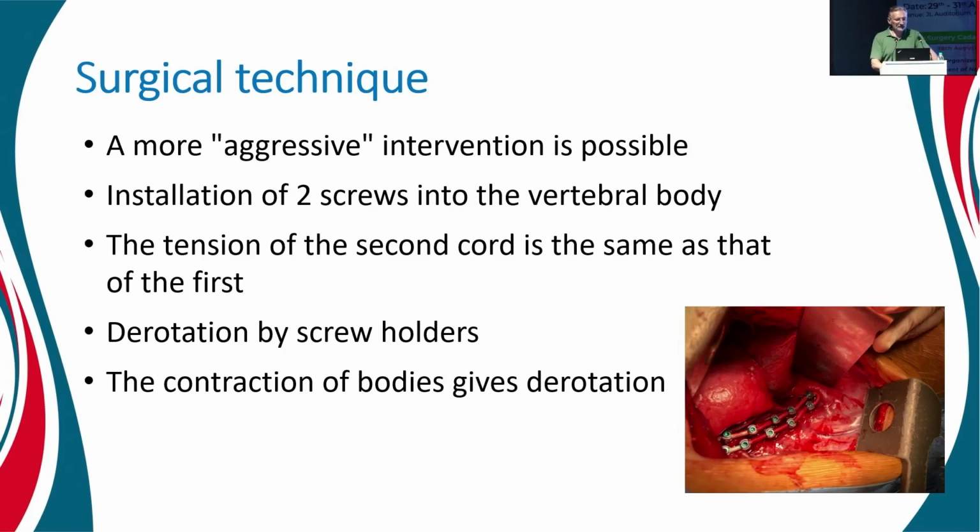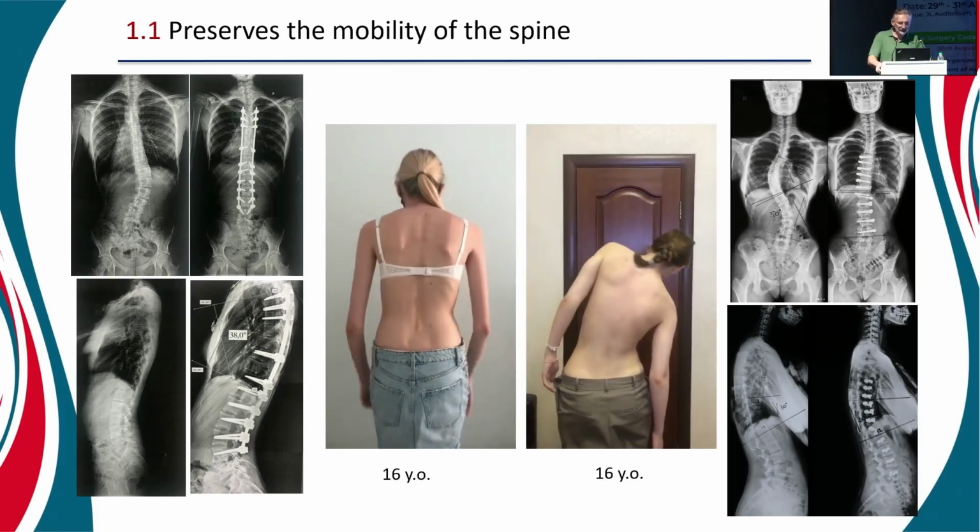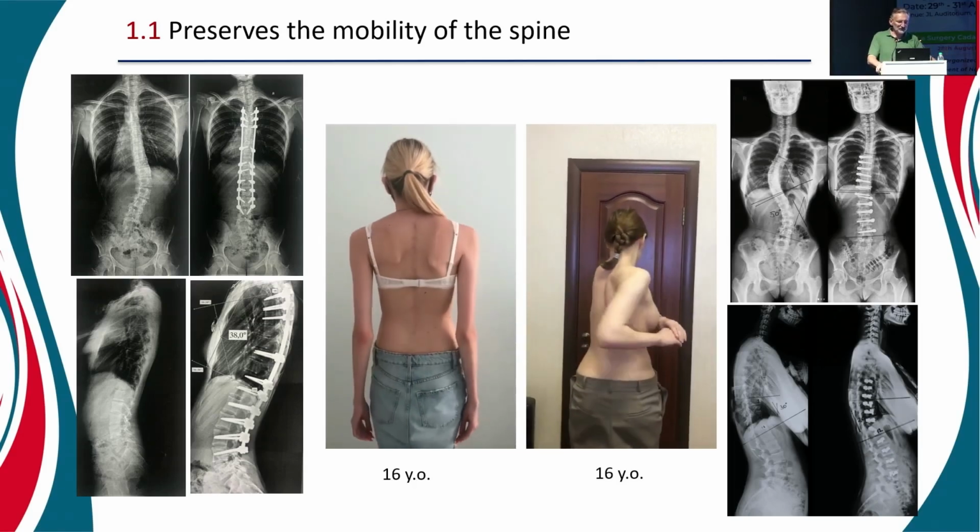The surgical technique is more aggressive compared with the VBT technique. We install 2 screws into the vertebral body. The tension of the second cord is the same as the first. We always use only 2 cords. We can do the rotation of the scoliotic deformity with special instrumentation, and contraction of the bodies toward each other after nucleotomy gives spontaneous rotation. Now you can see 2 patients 3 years after dynamic and rigid correction.